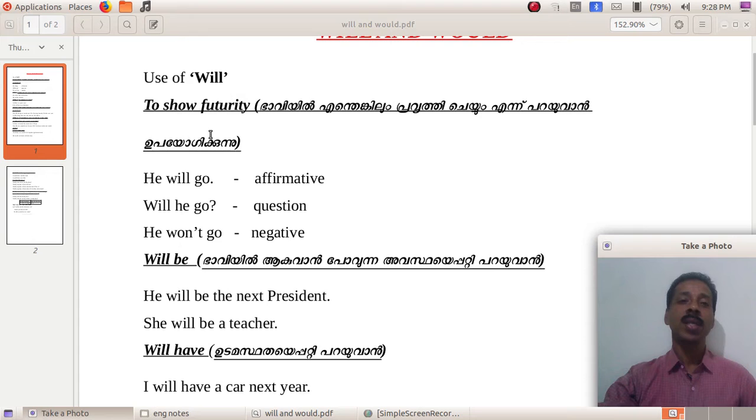Okay, so the use of will is given. The main use is to show futurity, and I have given the Malayalam also. I think it will sometimes help you, even though it is not a fair means to use Malayalam in between.